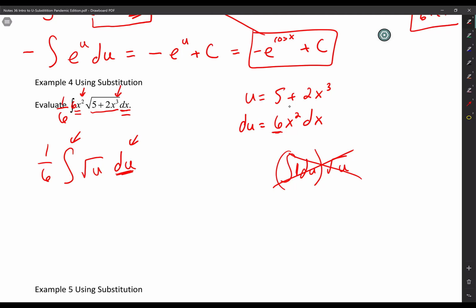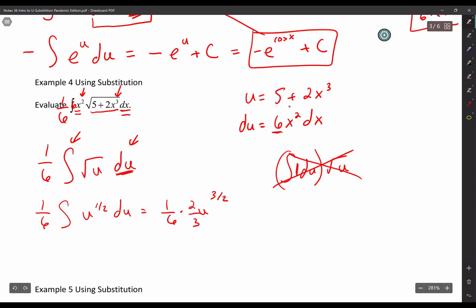And remember, all of this goes back to areas under the curve, FTOC, width times height, width times height. What's this whole u-sub about? Just making it easier to integrate. That's all it's about. Is that easier to integrate? Yes. Rewrite it: 1/6 integral u to the half du. And here we go. 1/6 antiderivative of u to the half. That is going to be u to the 3/2 divided by 3/2, so I'm going to write 2/3.